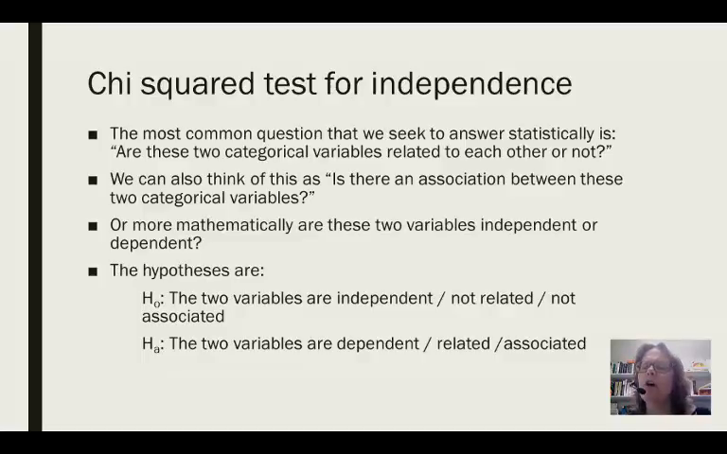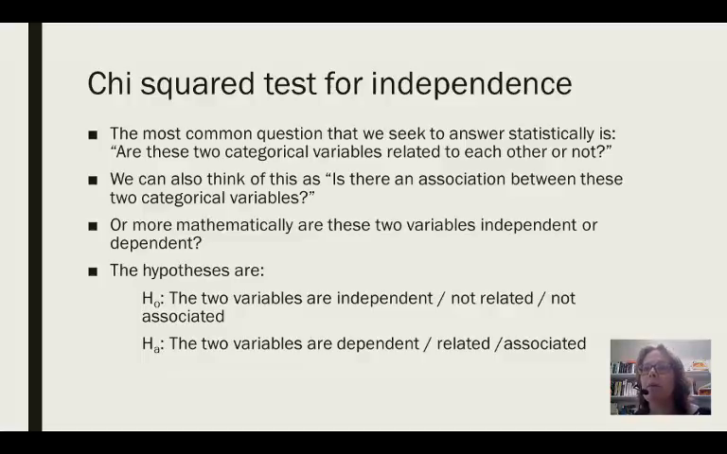So the most common question we seek to answer statistically is, are these two categorical variables related to each other or not? We can also think of this as, is there an association between these two variables? Or, more mathematically, it's called a chi-squared test of independence. Are these two variables independent, i.e. there's no connection between them, they're not related to each other, or are they dependent? One depends on the other.